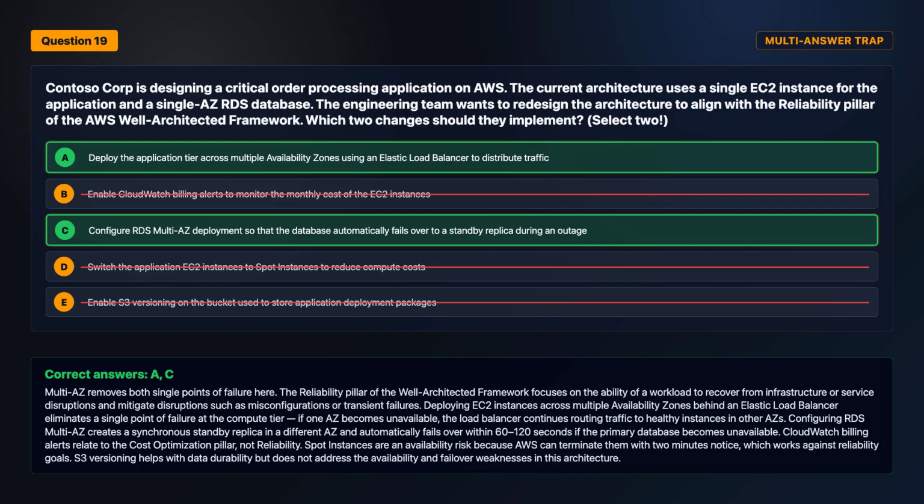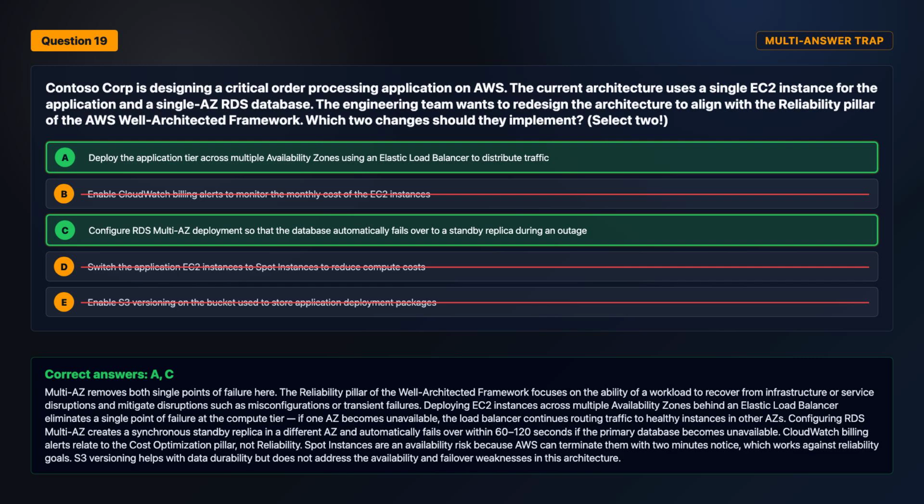Deploying EC2 instances across multiple Availability Zones behind an Elastic Load Balancer eliminates a single point of failure at the compute tier. If one AZ becomes unavailable, the load balancer continues routing traffic to healthy instances in other AZs. Configuring RDS Multi-AZ creates a synchronous standby replica in a different AZ and automatically fails over within 60 to 120 seconds if the primary database becomes unavailable.